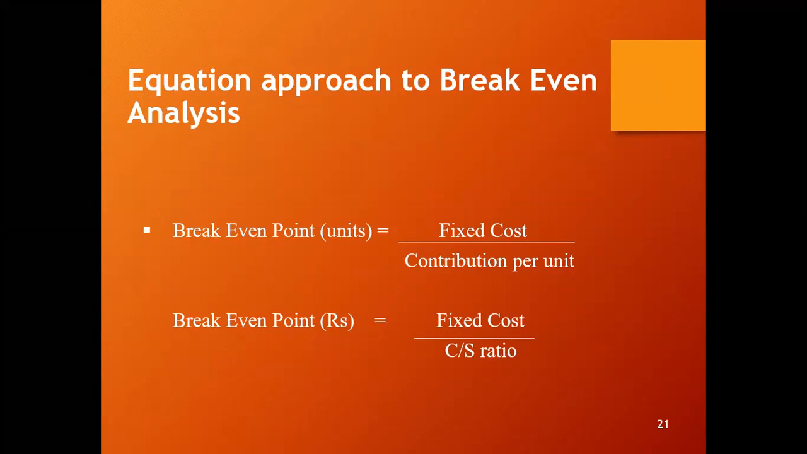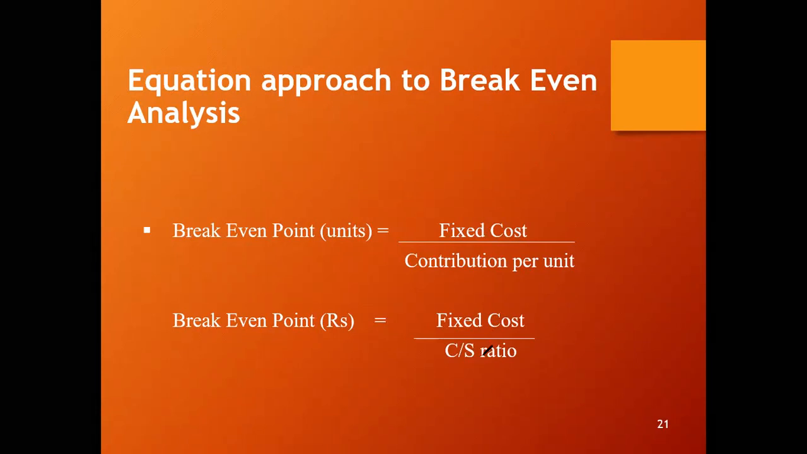So the simple way of calculating break-even point in units is taking the fixed cost divided by the contribution margin, contribution per unit. And break-even point in value can be taken by dividing fixed cost by CS ratio. Here, both equations have the same numerator, fixed cost. Here contribution per unit, and here CS ratio. In the CS ratio, in this example, that is 75 divided by 100.